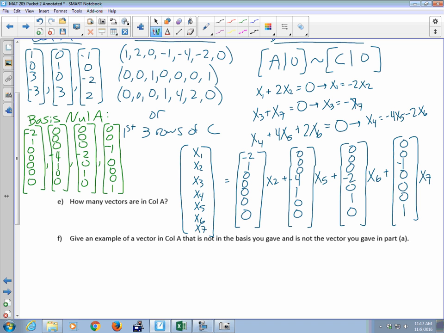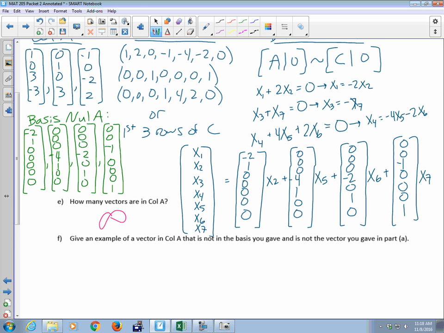Yes, thank you. All right, how many vectors are in the column space of A? There are 3 in the basis. How many are in the whole space? Infinite, yeah. There are infinite vectors in the column space of A, because the column space is the set of all linear combinations of the vectors in the basis. And since there are infinite scalars, there are infinite vectors in the column space.